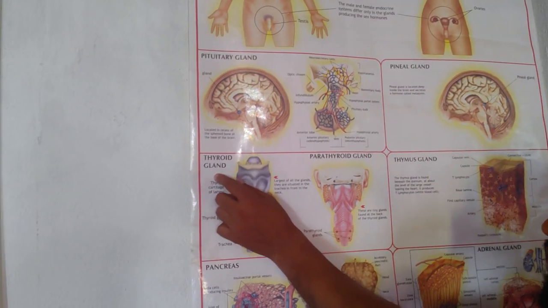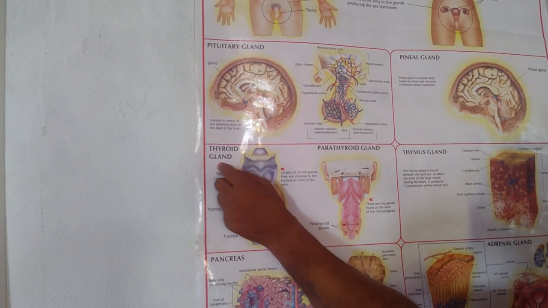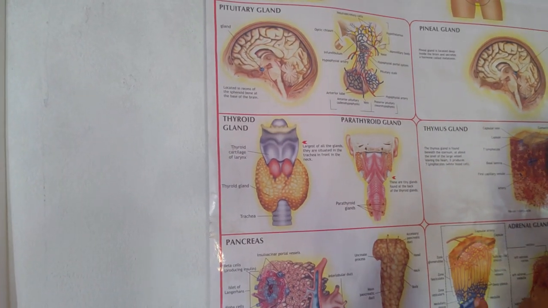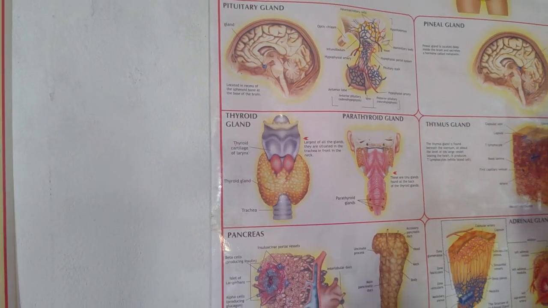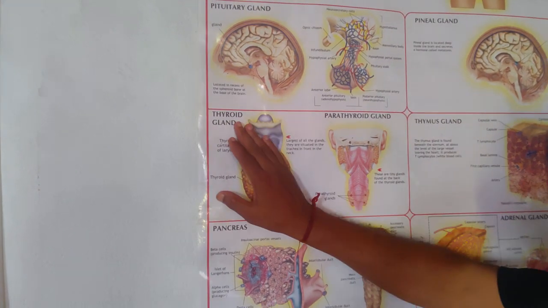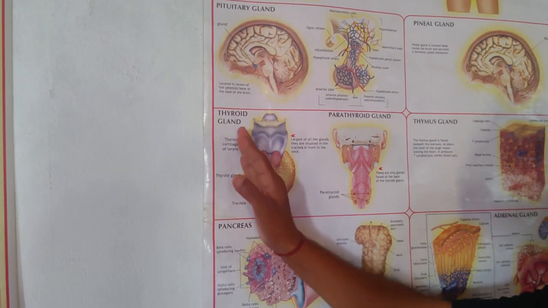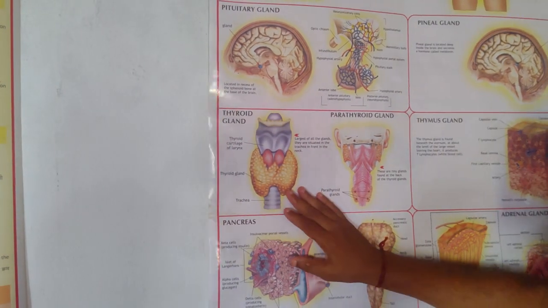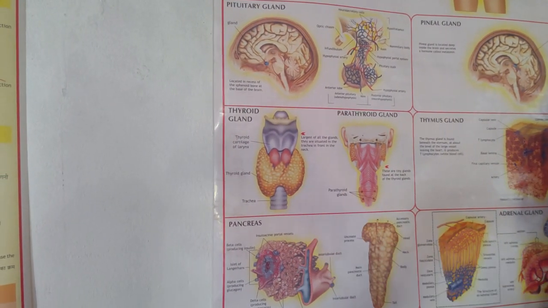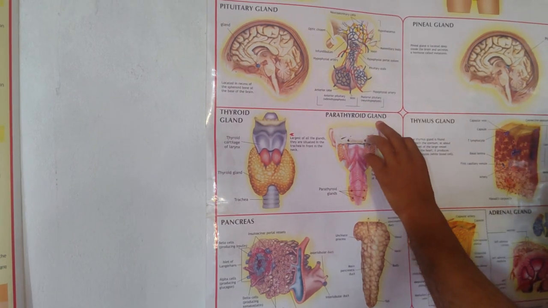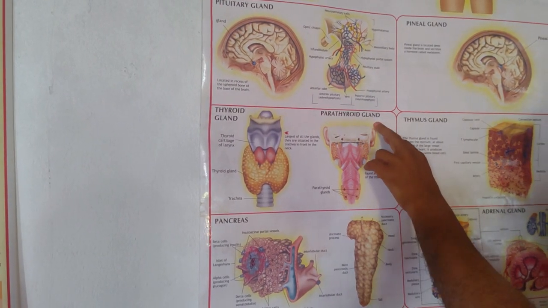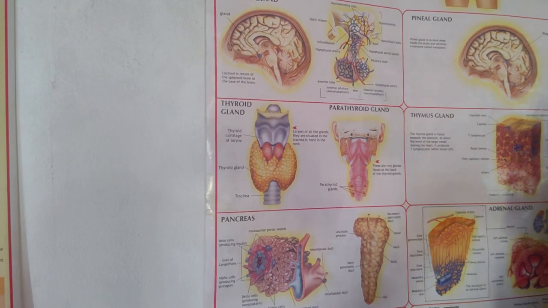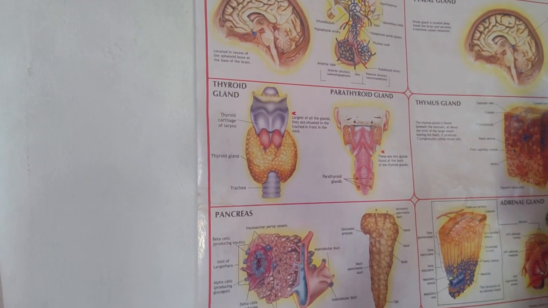The largest endocrine gland is the thyroid gland, which secretes thyroxine, which regulates carbohydrate, fat and protein metabolism in our body. Due to lack of iodine, the thyroid gland becomes swollen. That disease is known as goiter. And the second largest endocrine gland is the parathyroid gland, which secretes parathormone, which regulates the calcium in bone.